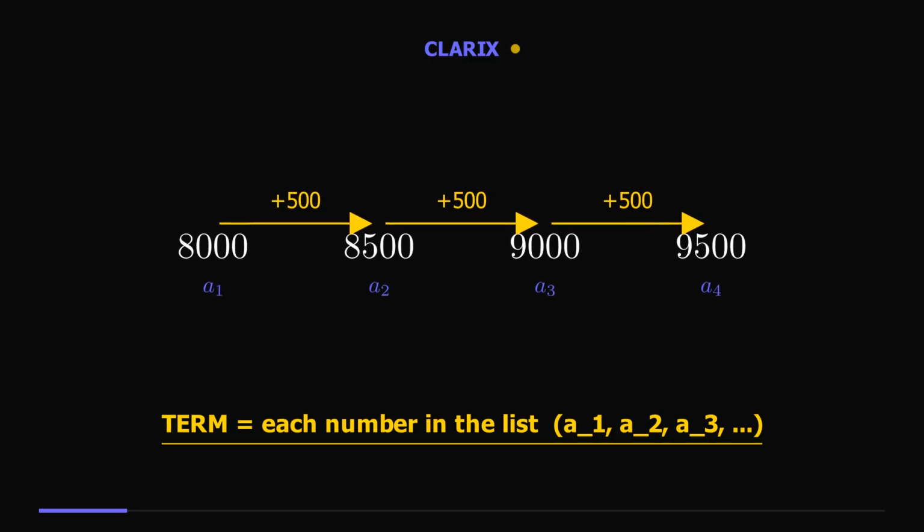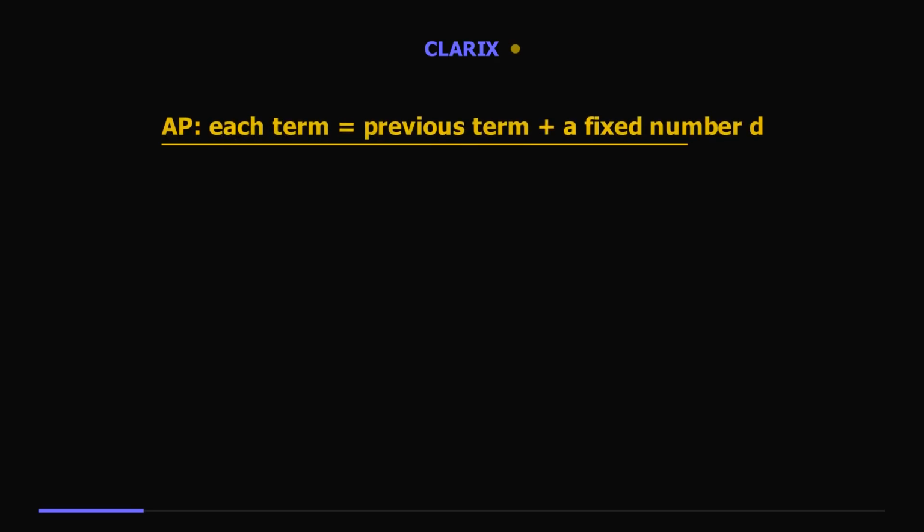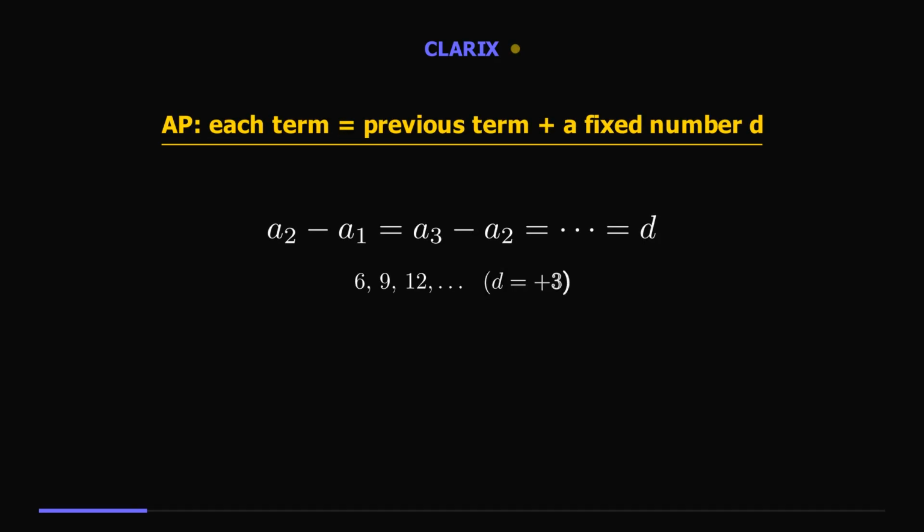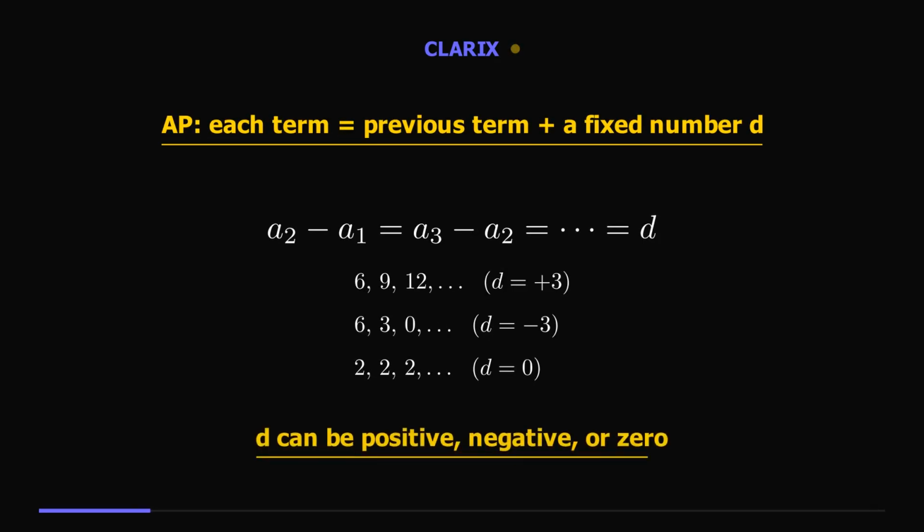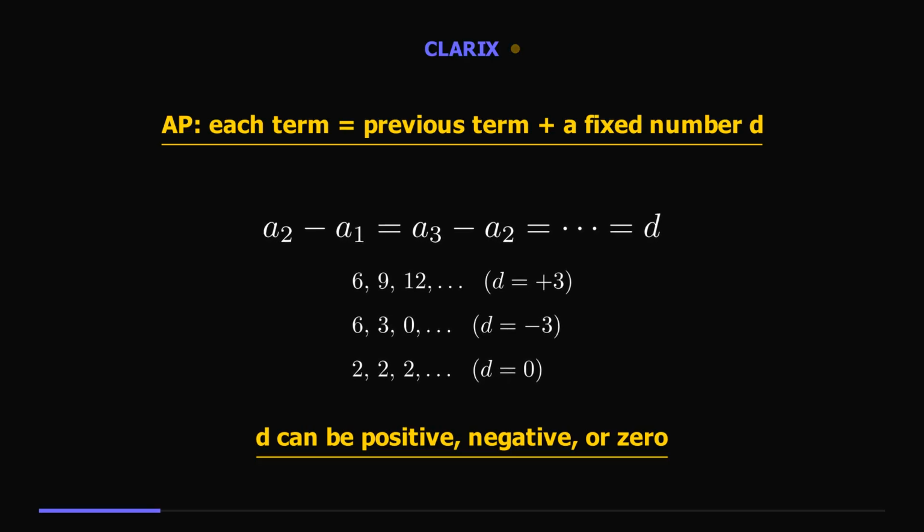Quick vocabulary. Each number in a list is called a term. We label them A1, A2, A3, and so on. A1 is the first term, A2 the second. Here's the definition. An arithmetic progression, AP for short, is a list of numbers where each term is obtained by adding a fixed number to the term before it. The only exception is the very first term, because nothing comes before it. That fixed number has a name, the common difference, written as d.